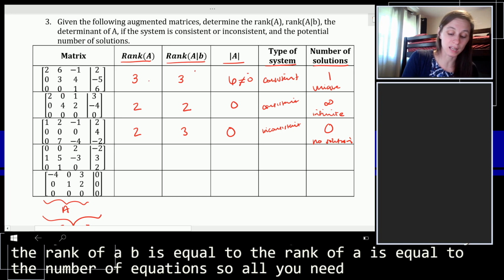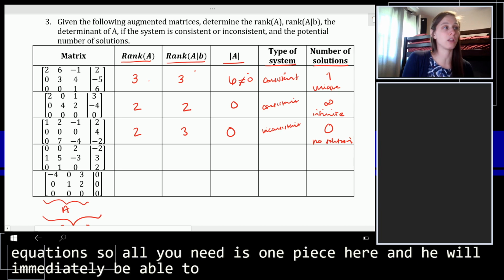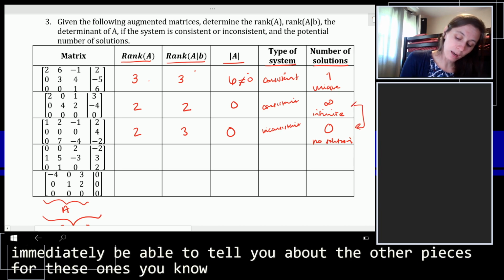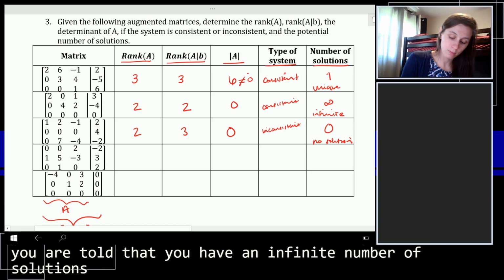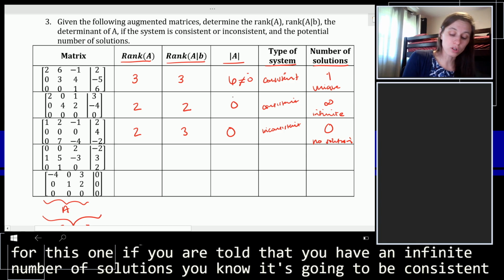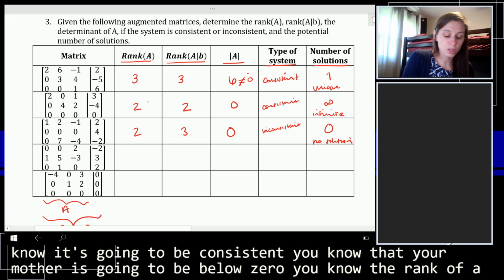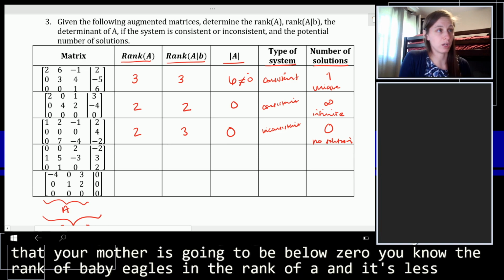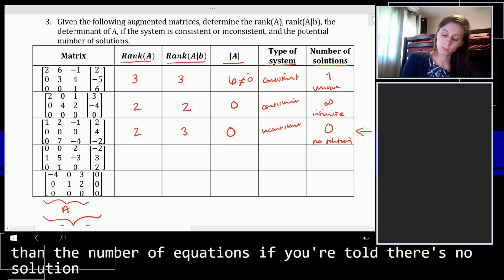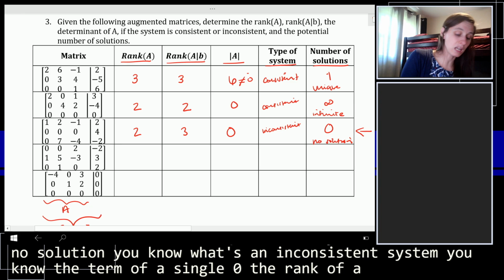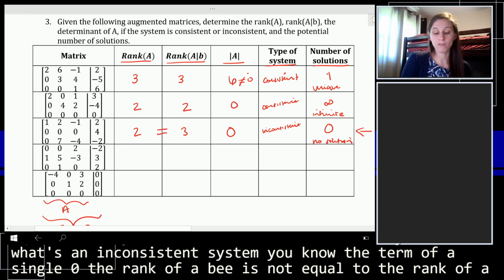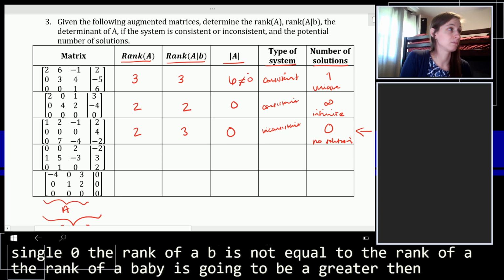So all you need is one piece here, and it will immediately be able to tell you about the other pieces. For these ones, you need a little bit more information. So for this one, if you are told that you have an infinite number of solutions, you know it's going to be consistent, you know the determinant of A is going to be equal to 0, you know the rank of AB equals the rank of A, and it's less than the number of equations. If you're told there's no solution, you know it's an inconsistent system, you know the determinant of A is equal to 0, the rank of AB is not equal to the rank of A, the rank of AB is going to be greater than the rank of A.